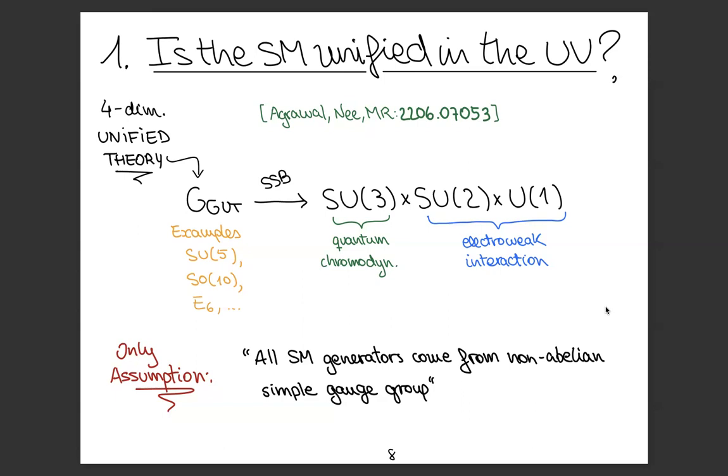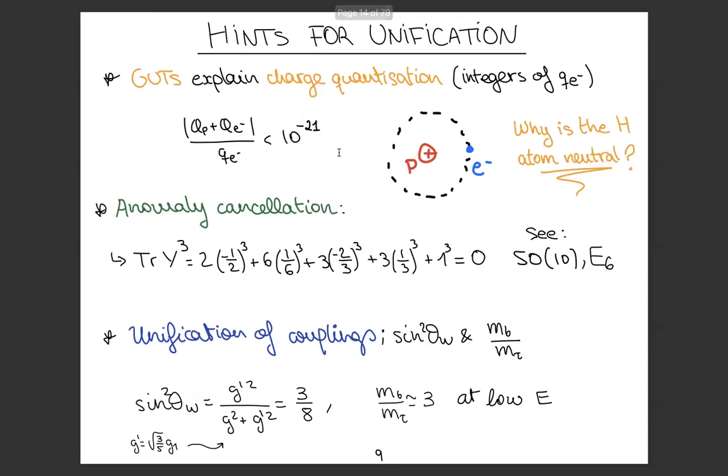Okay, thanks. Just to remind you, the hints that we have for grand unification: the best motivation that we have, in my opinion, is precisely this question, which is why is the hydrogen atom neutral? Why is matter neutral, or why does the proton charge perfectly balance the electric charge of the electron? I think it's fair to say that grand unified theories are the best explanation that we have to this answer.